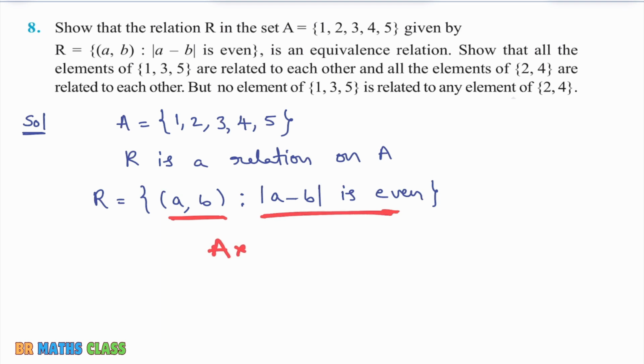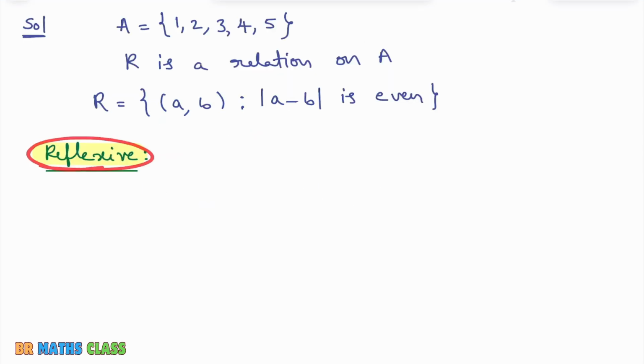Here, writing A cross A is not a good idea. So we need to show this relation is an equivalence relation. One by one we will do. First we will check the reflexive condition. How to check the reflexive condition? For every x belongs to A implies the ordered pair (x, x) belongs to the relation. Then I say that relation is a reflexive relation.